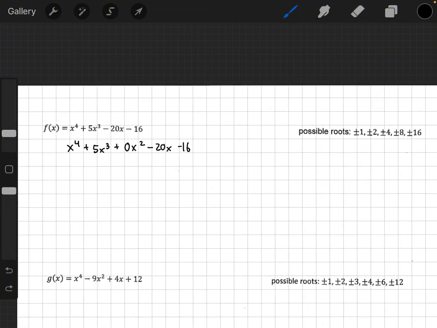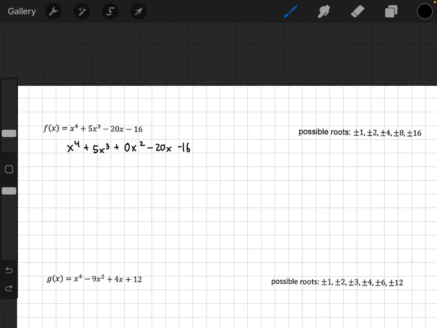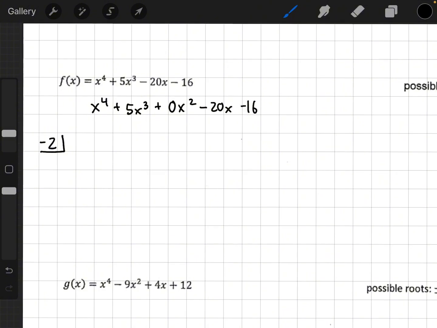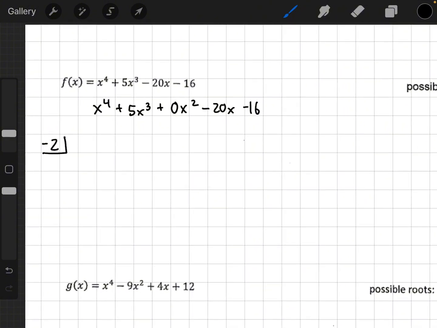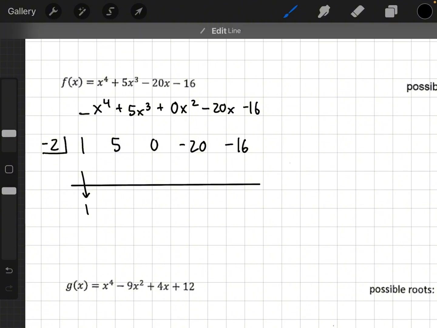If I choose one at random, I'll pick negative 2. We can set it up using the same method as before. So negative 2, the first coefficient is 1, 5, 0, negative 20, and negative 16. We'll move the first one down to 1 and continue through synthetic division.